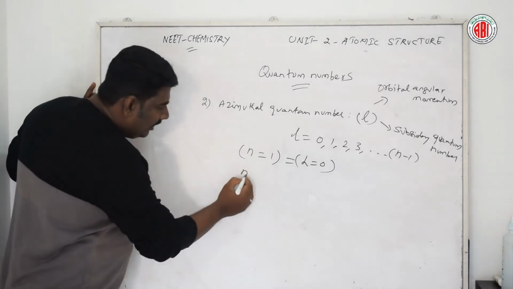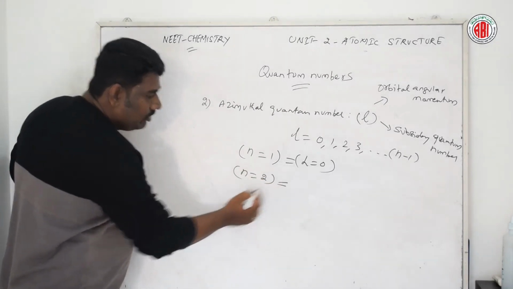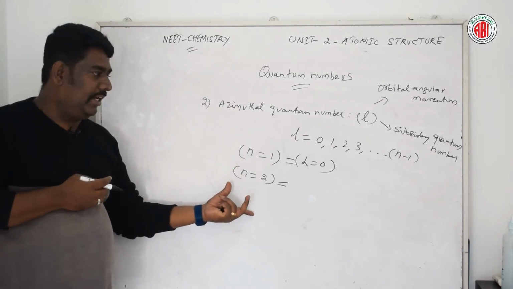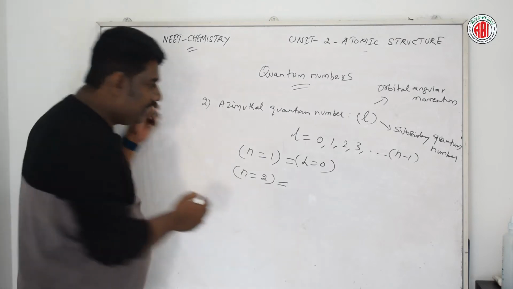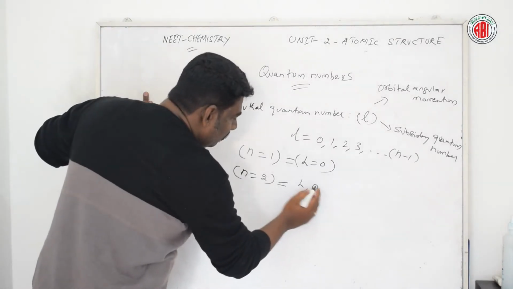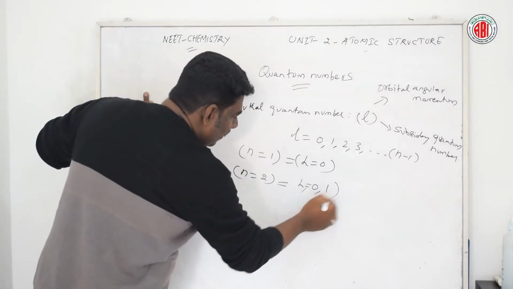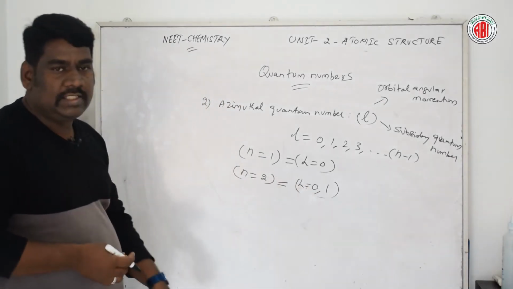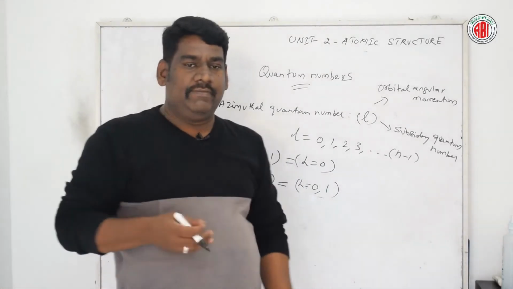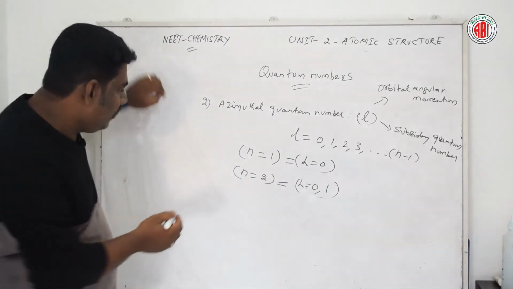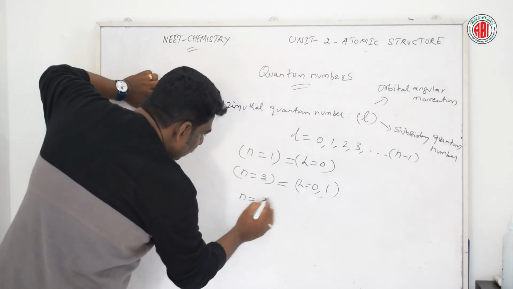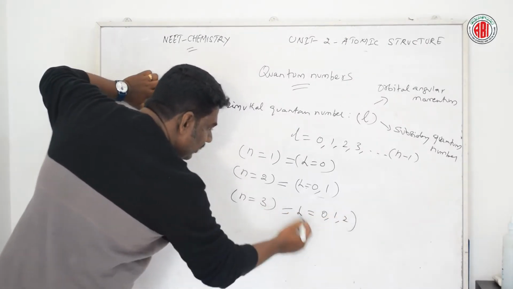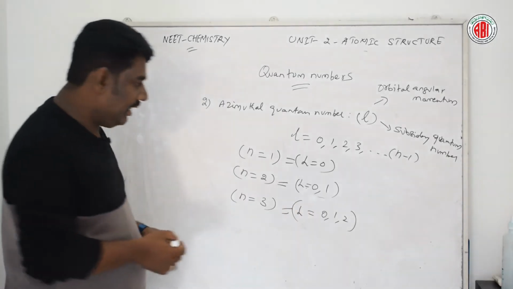If we are talking about N equal to 2, the L shell (K, L, M, N), then how many values are there for L? The values of L are 0 and 1. Two subshells are there. When talking about N equal to 3, then L equals 0, 1, 2. So 3 subshells are present in the M shell.